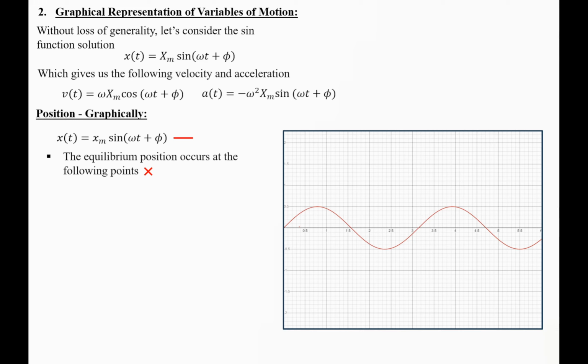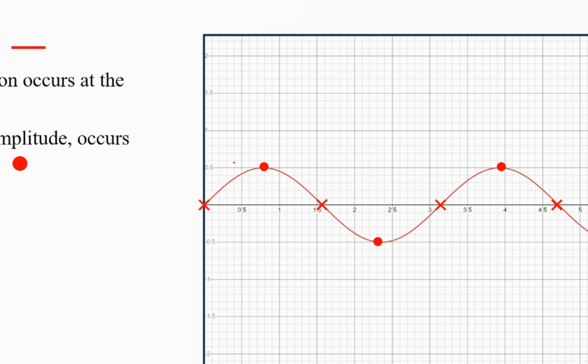Now the equilibrium positions occur at the following points, so these are the equilibrium positions. The maximum position, given by the amplitude, occurs at the following points. So as you can see, whenever we have the graph of the position, we can determine which points represent the equilibrium points, and we can directly determine the amplitude. Speaking about numbers, the amplitude here would be 0.5 if this is in centimeters or meters.